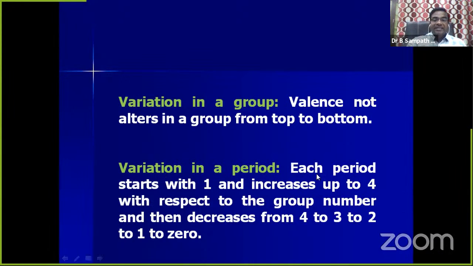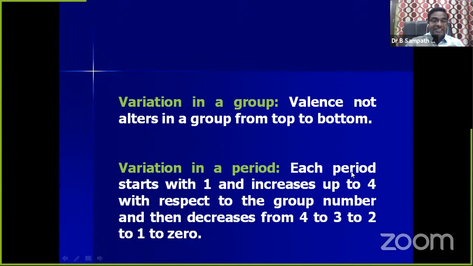Next, in period, let us see, each period starts with 1 valency and increases up to 4. That is first group elements, 1 valency. Second group elements, 2 valency. Third group elements, 4 valency. Fifth group elements don't have the valency 5. They are having the valency 3. Here 3 and 5. Let's see in the next slide.